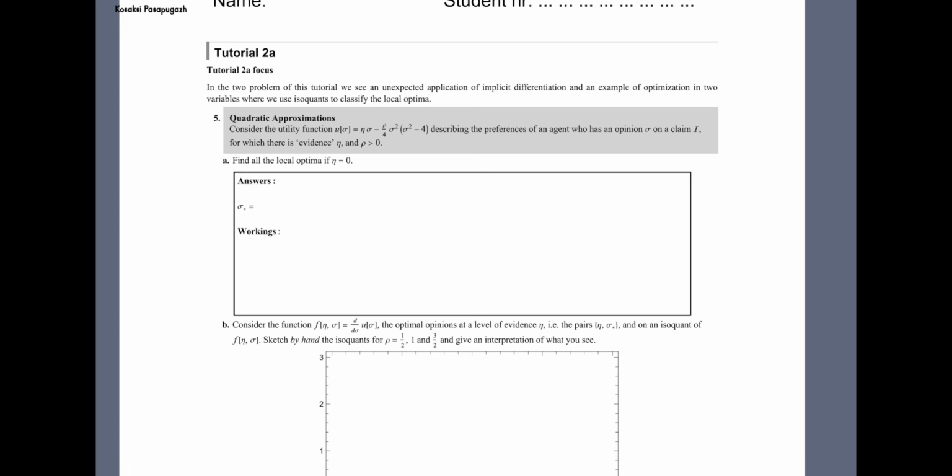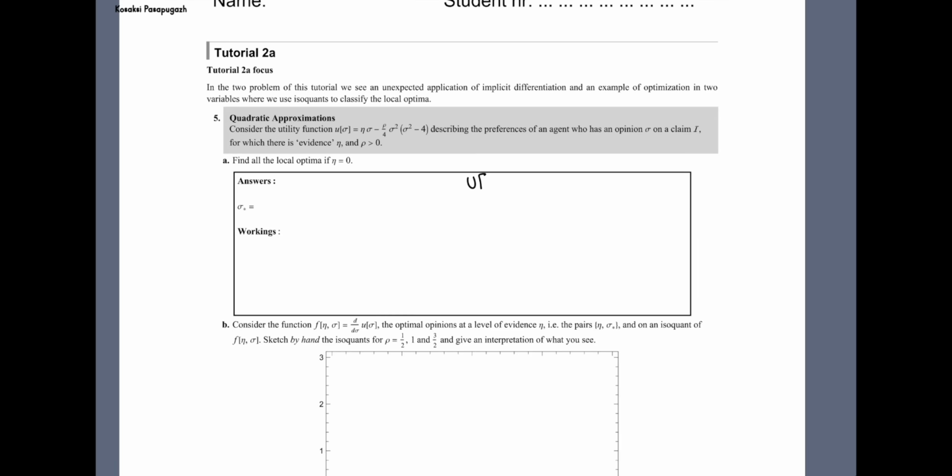Looking at question 5, we have a utility function. Utility, which is a function of sigma, is equal to eta sigma minus rho over 4 sigma squared, bracket sigma squared minus 4, which describes the preferences of an agent who has an opinion sigma on a claim, for which there's a level of evidence eta, and rho, which is greater than 0. In part A, we need to find the local optimum if eta is equal to 0.